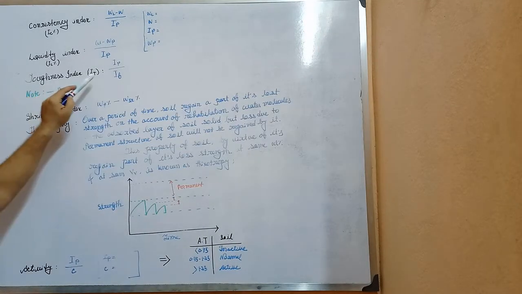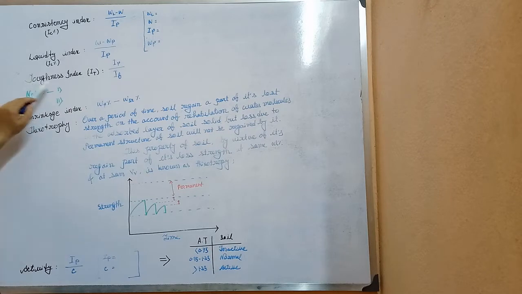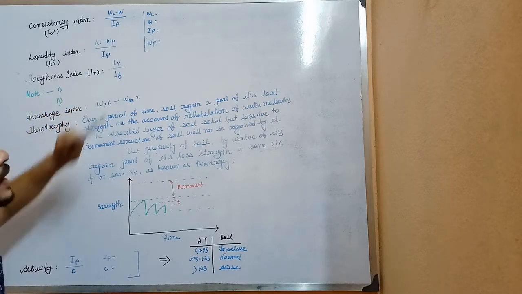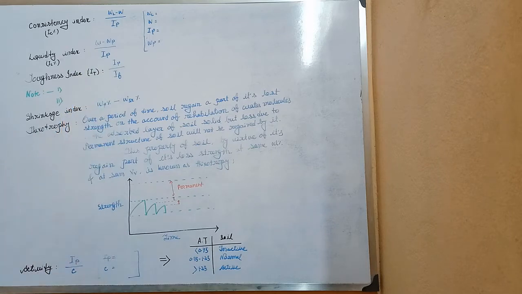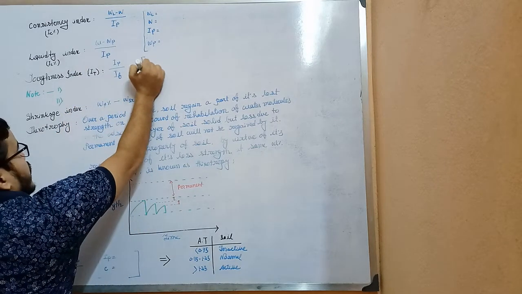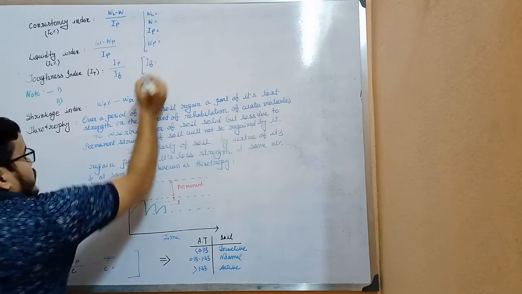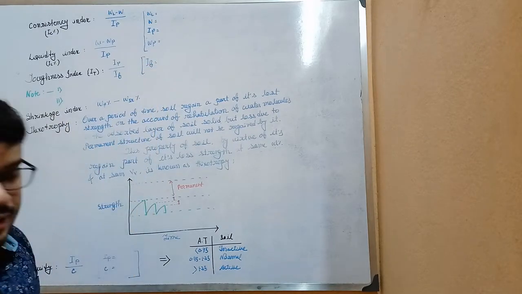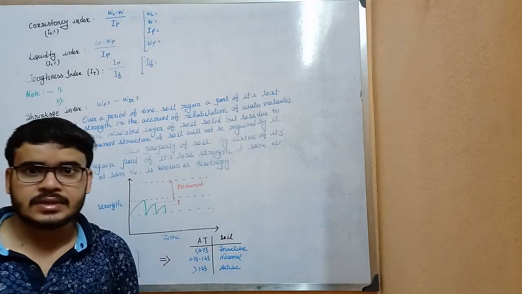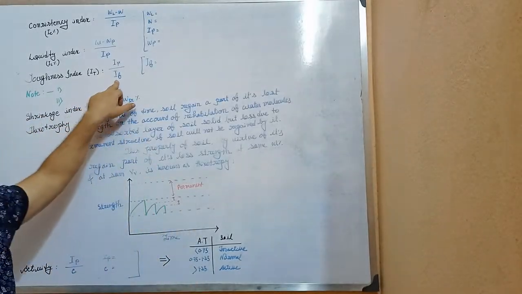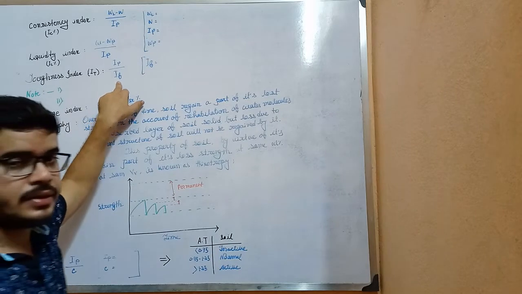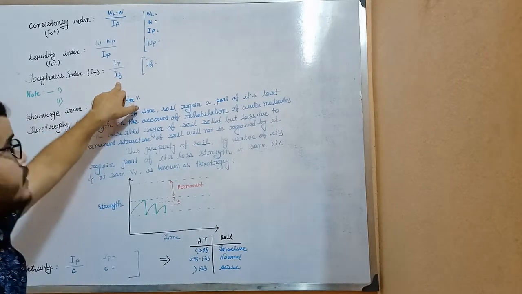Now, toughness index. Toughness index means Ip by If, that is plasticity index by flow index. If means flow index. Write it here: If, flow index. What is If? You will understand it in the Casagrande test of liquid limit. I will describe that If part there in the laboratory. So that is If.